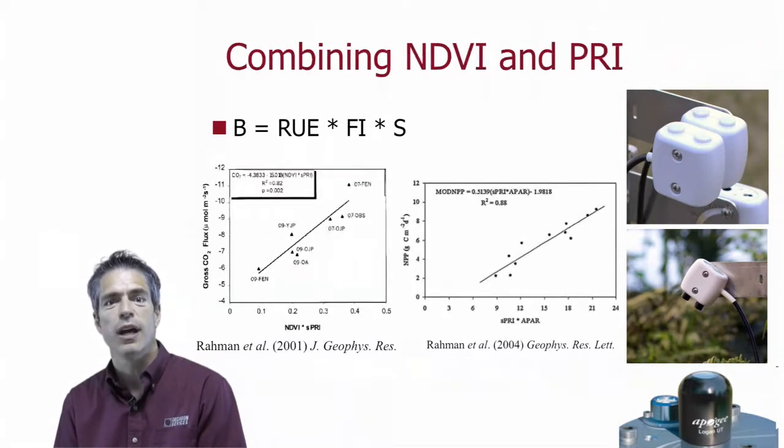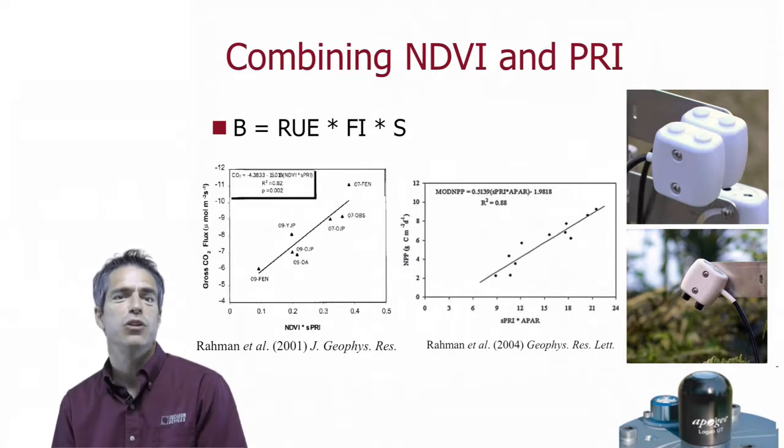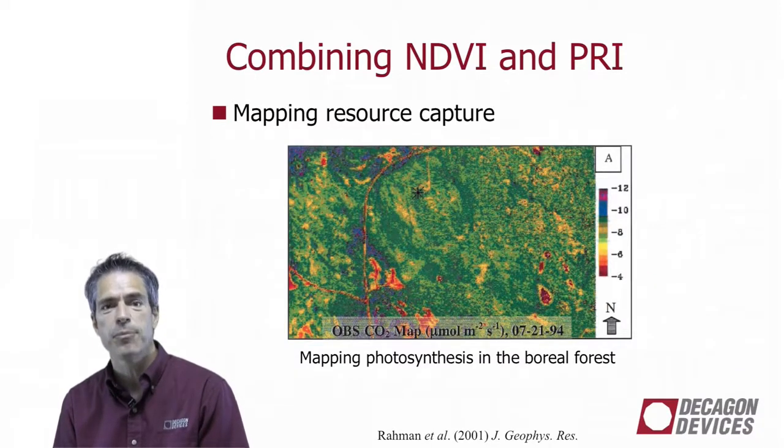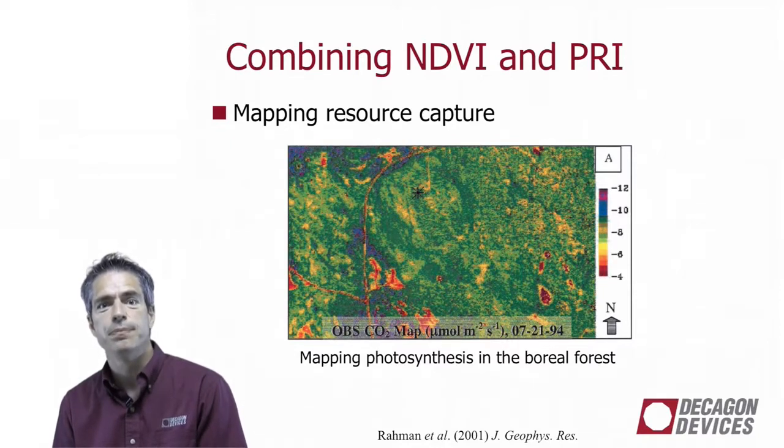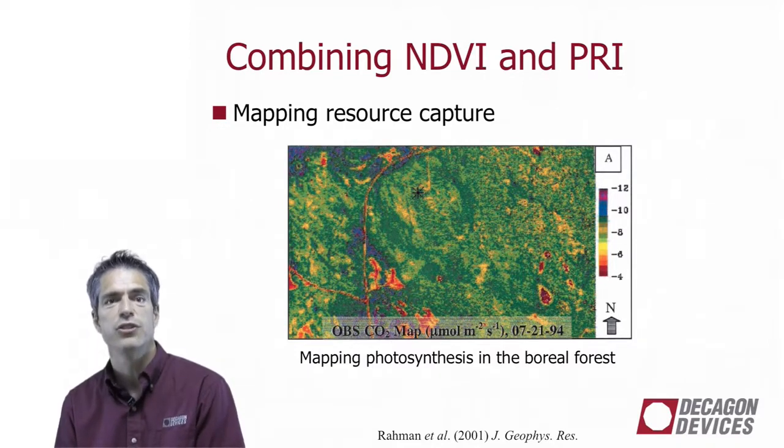Here are some relationships that were found across a season doing the same thing, but using satellite data, and they produced a fairly good relationship between those two things. Here is that satellite data, but now mapped across a field. They did carbon assimilation using the absorbed photosynthetically active radiation times the radiation use efficiency, the PRI value, and they were able to map this and show several locations that had high assimilation versus low assimilation and how that changed across the landscape.